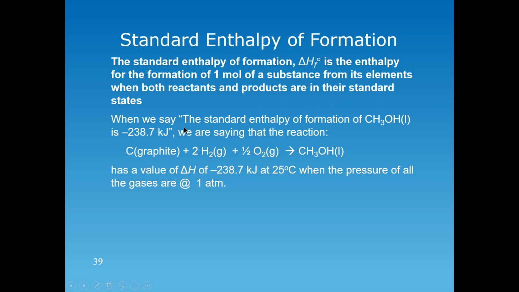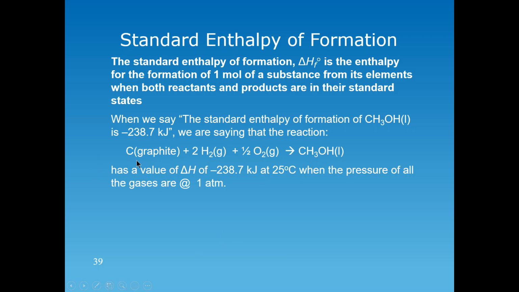So just as an example, if we say that the standard enthalpy of formation of methanol is minus 238.7 kilojoules, what we're saying is that for this equation, where you have the elements that make up methanol, the carbon, the hydrogen, and the oxygen, if they react like this to form 1 mole of methanol, then the enthalpy change under standard conditions for that reaction is minus 238.7 kilojoules under the standard conditions, all right? So please note how this equation is written, right?